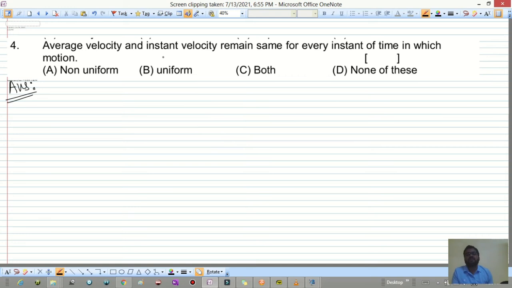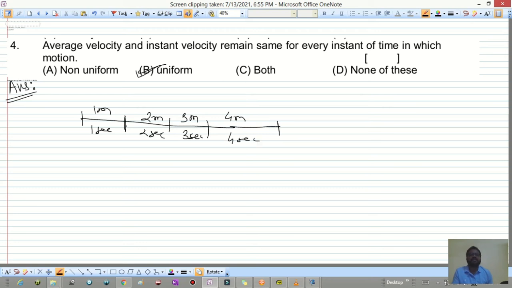Then we have average velocity and instantaneous velocity remaining the same at every instant. For which type of motion? It must be uniform motion. Why? Because equal distance in equal intervals of time. If you have 1 meter in 1 second, then 2 meter in 2 seconds, 3 meter in 3 seconds, 4 meter in 4 seconds. At this point it is 1 meter per second, at this point also 1 meter per second, which indicates at each and every instant the speed, instantaneous velocity and average velocity remain the same. So that is why it is uniform motion.